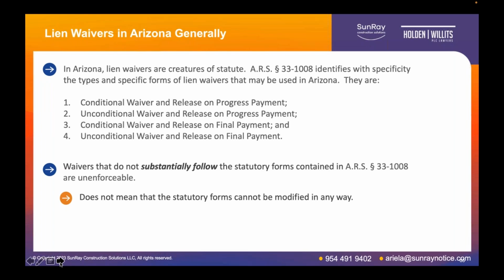So in Arizona, lien waivers are creatures of statute, specifically ARS 33-1008, which identifies the types and forms of lien waivers that may be used in Arizona. In fact, must be used in Arizona. And they are as follows. We have a conditional waiver and release on progress payment, an unconditional waiver and release on progress payment, a conditional waiver and release on final payment, and an unconditional waiver and release on final payment.